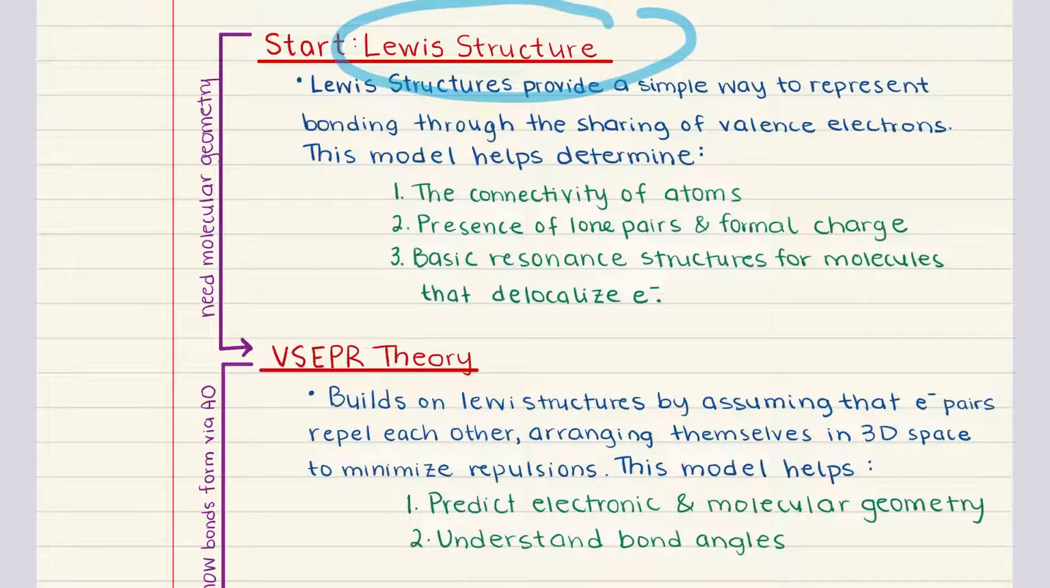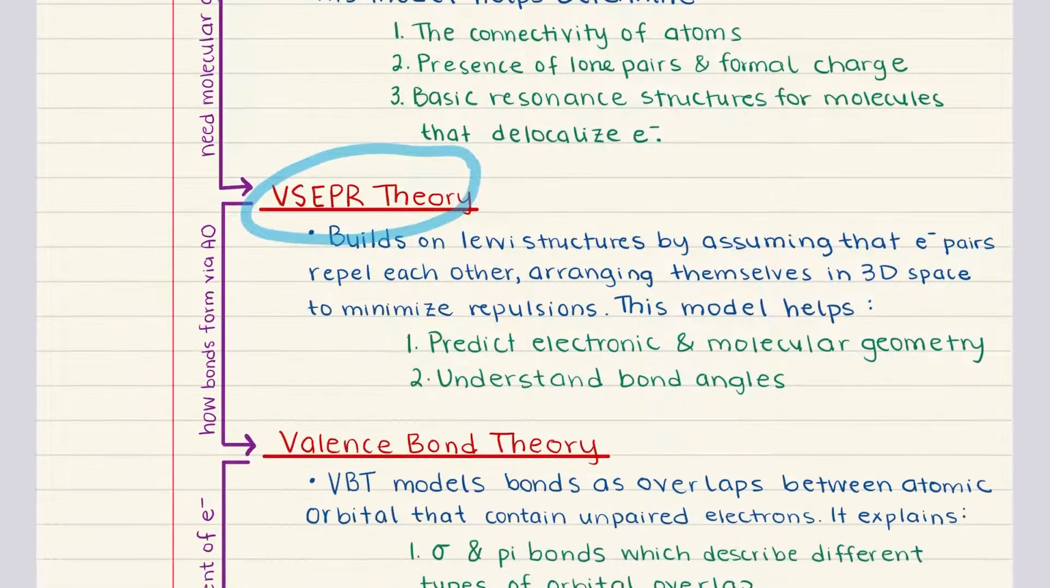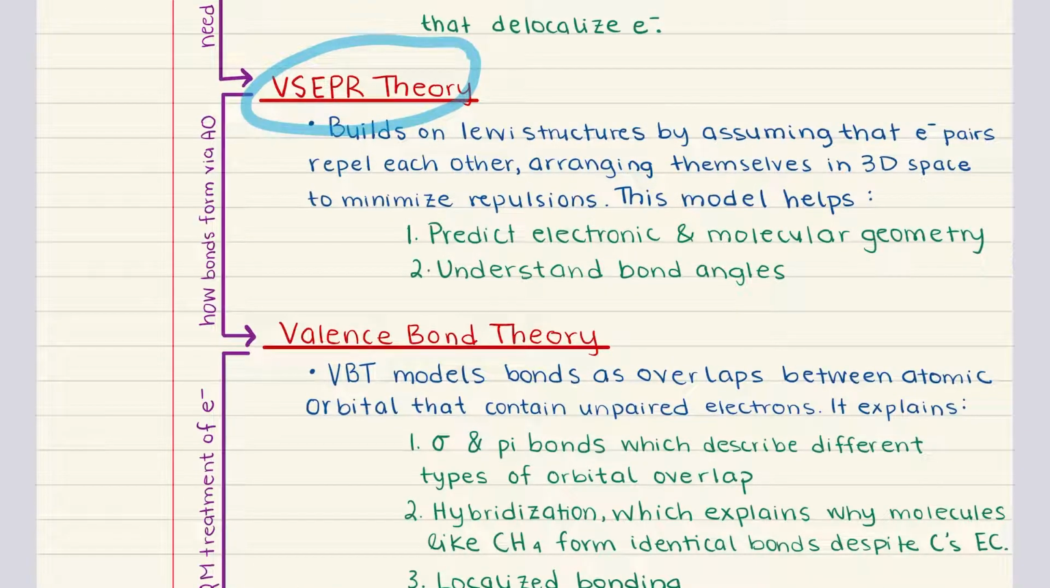representation of a molecule. But real molecules exist in three-dimensional space, and this is where VSEPR theory comes in. VSEPR helps predict molecular geometry by assuming that electron pairs repel each other and they're going to arrange themselves in a manner that minimizes those repulsions. This model allows us to determine shapes, and it gives us a better idea of what molecules actually look like.